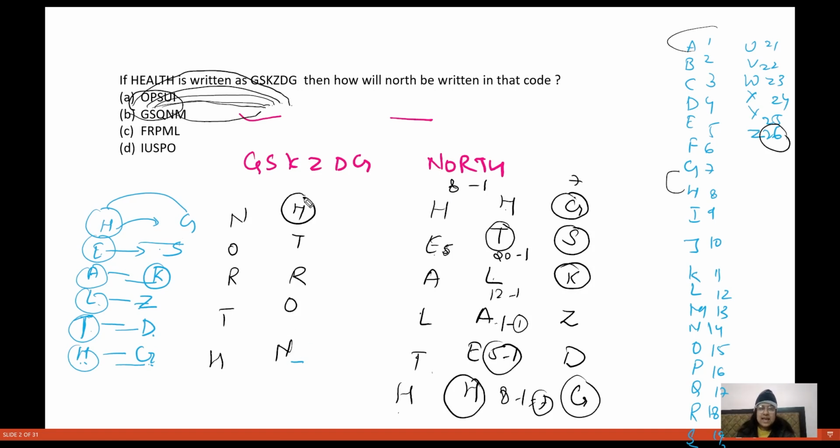HTRON. Then this H minus 1, G. T minus 1. T is what? 20. 20 minus 1, 19, which is the 19th alphabet. Obviously S.